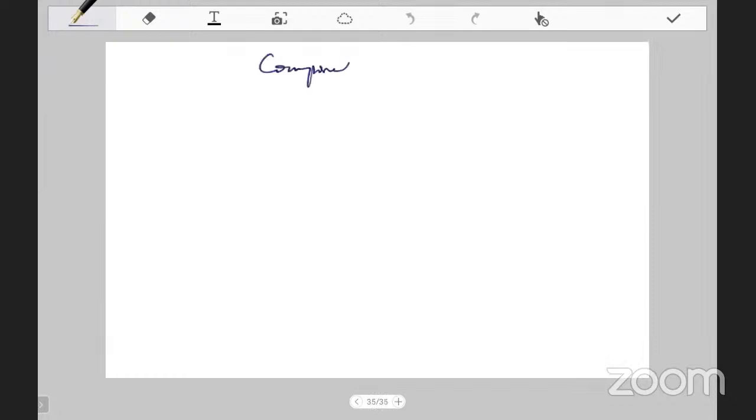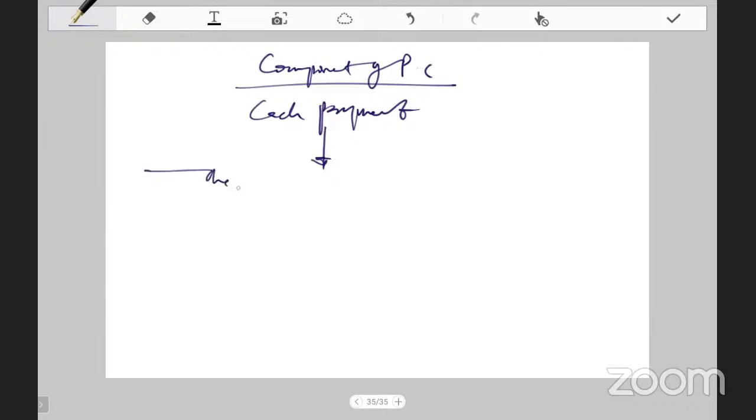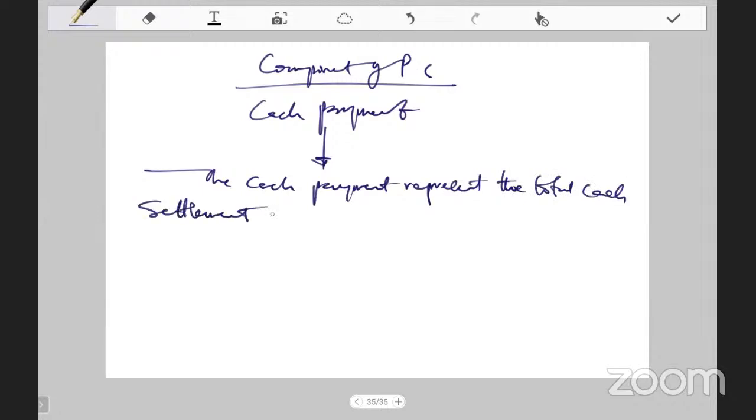The component of PC. So we are looking at the one that is called cash payment. For cash payment, we don't have much thinking to do. It's very simple. We just say that the cash payment represents the total cash settlement made by the investor. Made by the what? Investor. QED. There's no wahala.